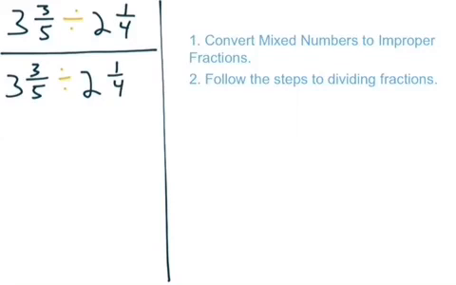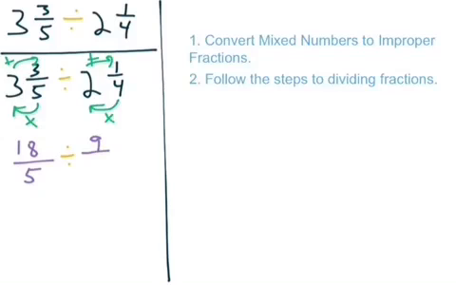And to turn these into improper fractions, remember, we take the denominator, multiply it by the whole number, and then we add the numerator. So 5 times 3 is 15, plus 3 would give me 18 as a numerator. Let me write that a little neater. And then we keep our denominator, which is going to be 5. It's still division. And then we're going to divide by this improper fraction. 4 times 2 is 8, plus 1 is 9, and we're going to put that over 4, just like this.